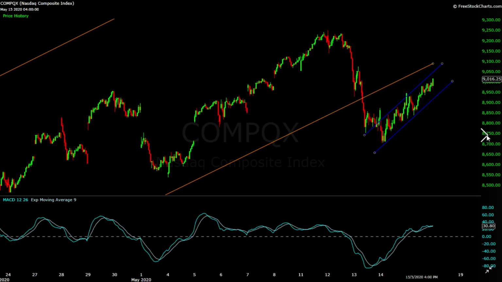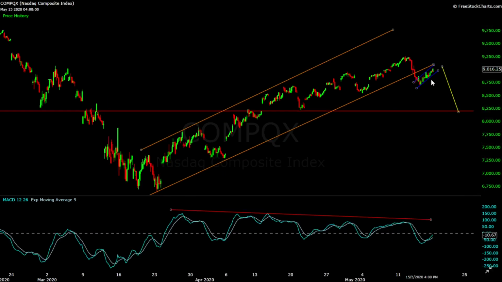Simple, right? Anyone can do this and use it to make accurate and reliable market calls. The confirmation will come once this trend channel gets broken to the downside. And if it does get broken, the Nasdaq is likely heading to the next support zone right around 8250.